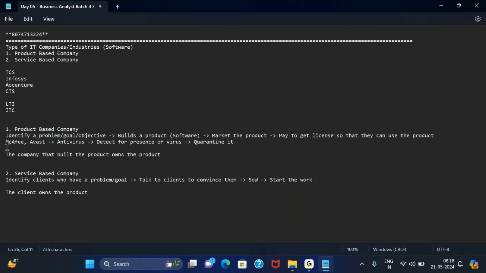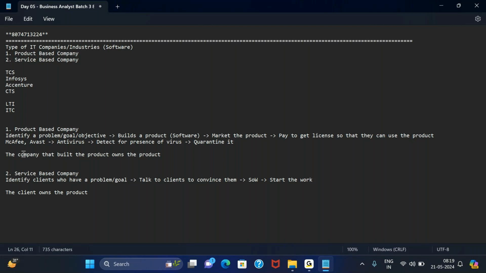Even though in a service-based company I am the one doing requirements, writing the code and whatever else, because the client is paying the money, the client owns the product. I have no ownership of the software, I am just building it for the client. But in a product-based company, the ownership of the product lies with the company that is building it. So I built the product, I own it, and I am just giving you a license to use it. That does not mean you are the owner.